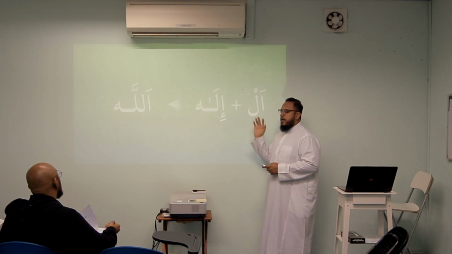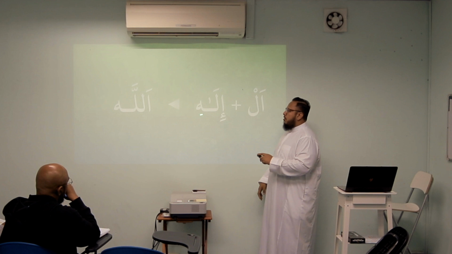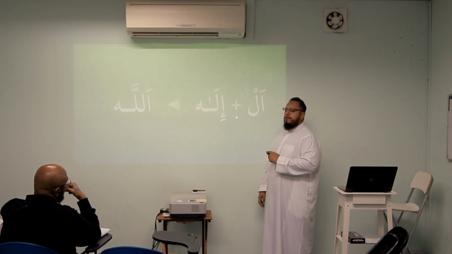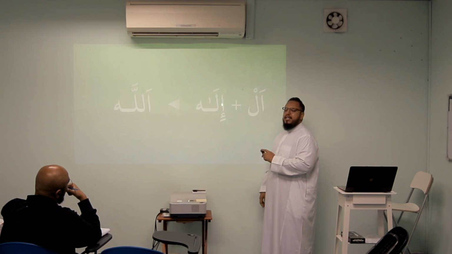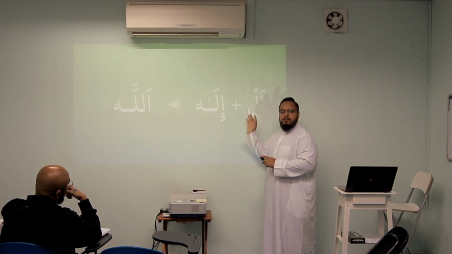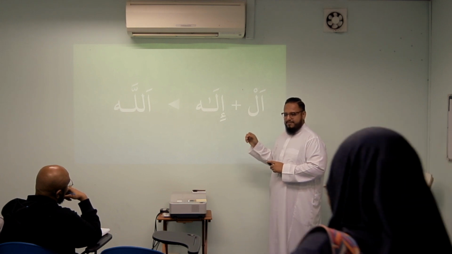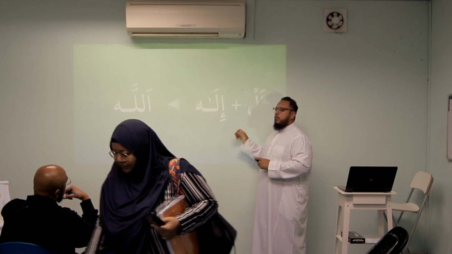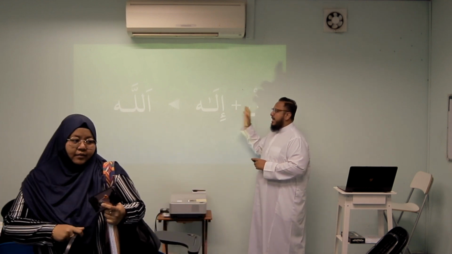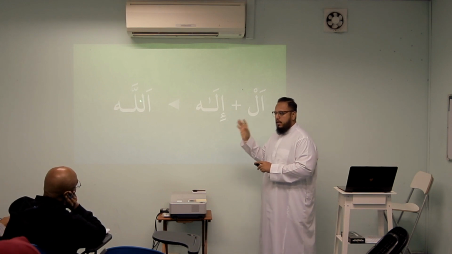So just to share with everyone that kalimah Allah was originally a combination of two. The first one is an al, and the other one is the word ilah. This was the original combination. Salamullah. So when we combine al and ilah, that is how we get the word Allah.